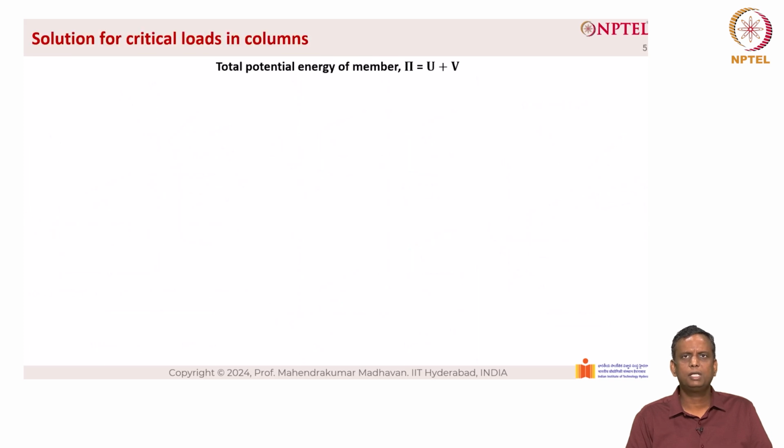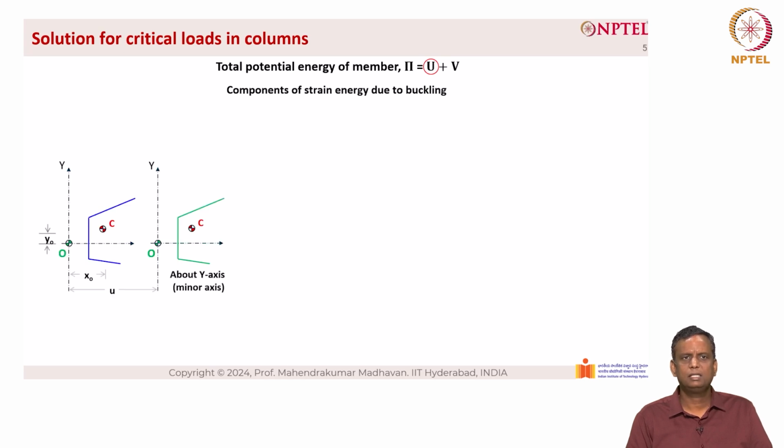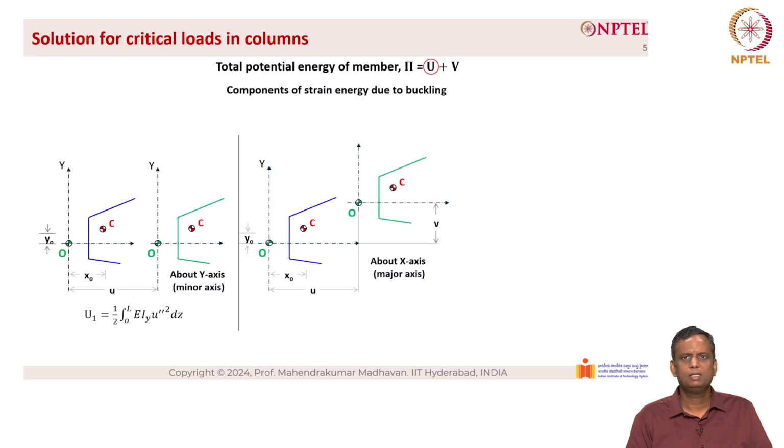The total potential energy of the member is pi equal to U plus V. Let us look at U, which is the strain energy due to buckling. So we can see that there is a potential energy when it is bending about the Y axis or minor axis. Here U1 equals half into integral 0 to L of EIY into U double dash the whole square into dz. The next one is bending about the major axis, and here U2 is given as half into integral 0 to L of EIX into V double dash the whole square into dz.